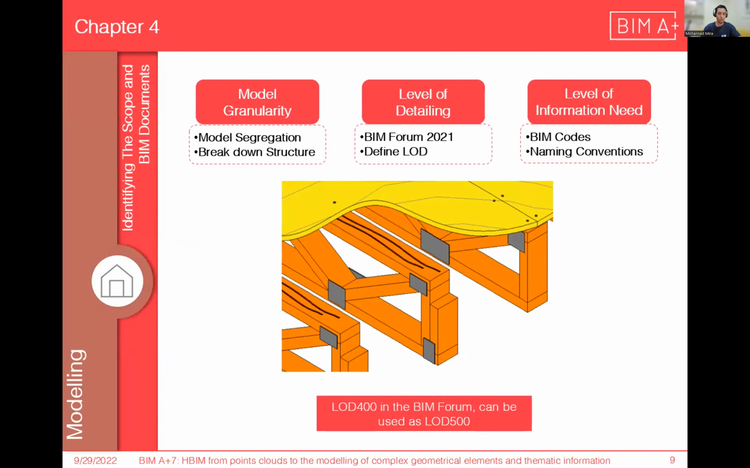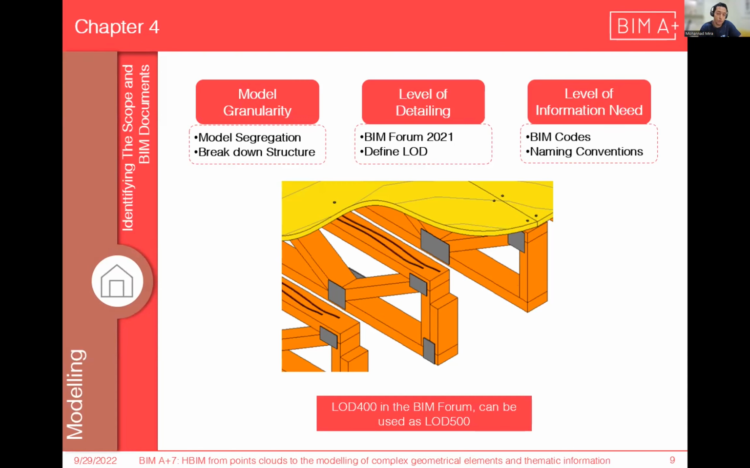Of course, when I started to make the BIM documentation for this project, I needed to define the model granularity. As I said, we needed to make some model segregation. Mine was only the roof, others had the other models. So we also need to make a work or element breakdown structure for all the elements inside the pieces.